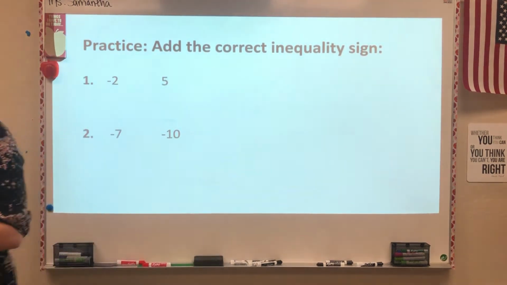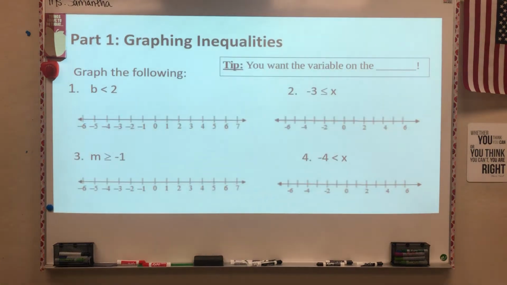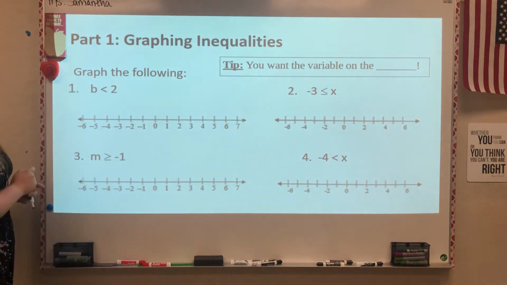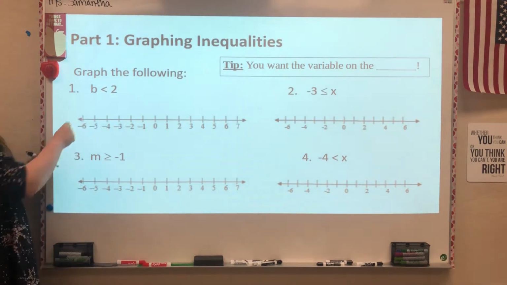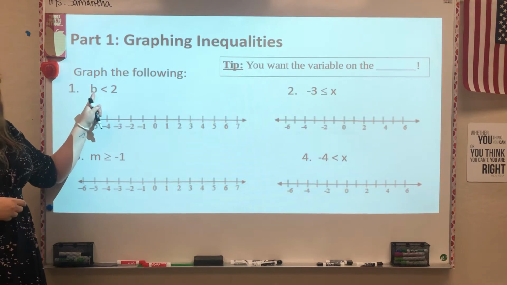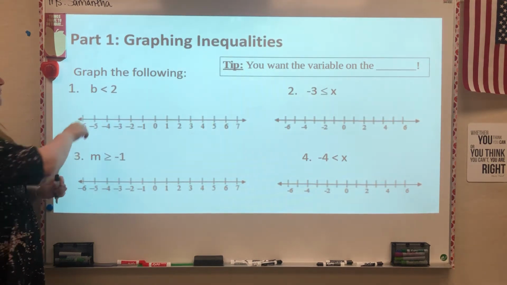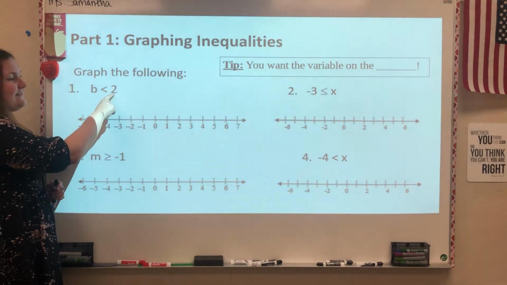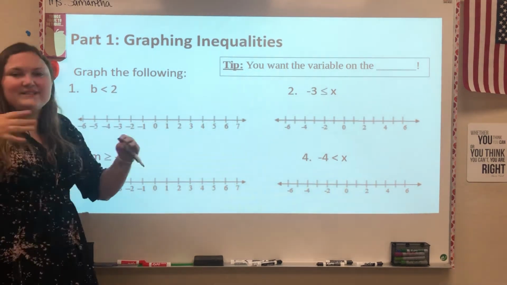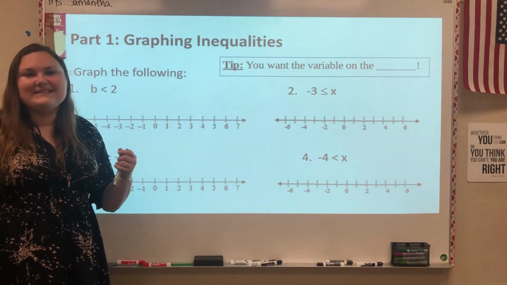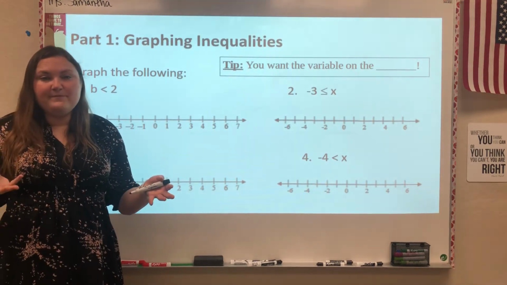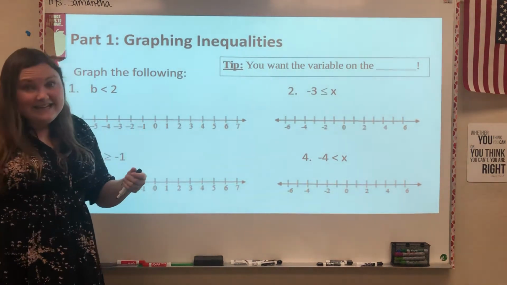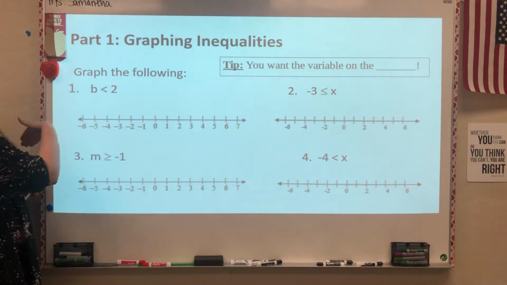Where we're going to start is looking at inequality problems with variables in them now. So for example, something like this says b, which remember variables represent a number. So what this is telling me is b is a number that is less than 2. Just based off of that description, b is a number less than 2. What numbers am I talking about? Any number less than 2. It's like 1, 0, negatives, all those numbers on this side.